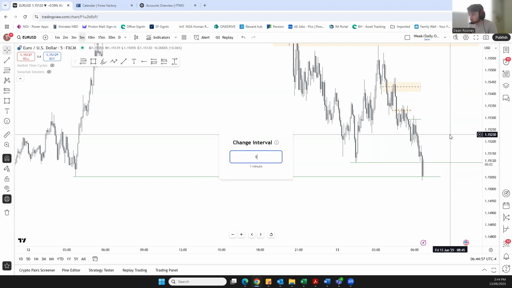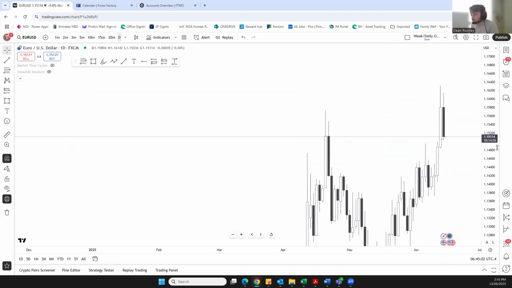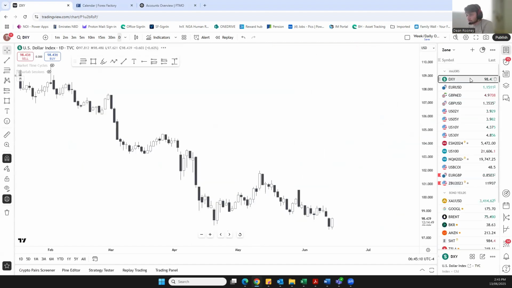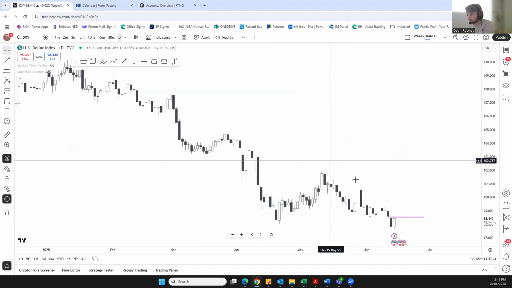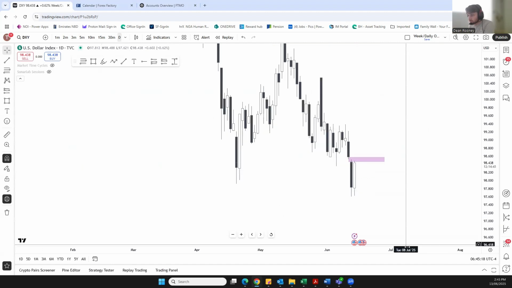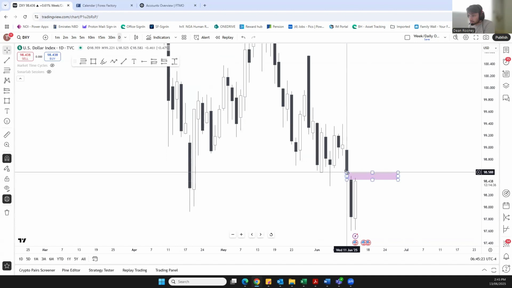Now, interestingly, if I go to the daily, okay, so we've got this on Euro Dollar. So if I come into my DXY, okay, here. So this that we've not talked about yet, but we will, okay, is a volume imbalance. There's a volume imbalance there. So the market closed there. When it opened, it jumped down. Okay, this is called a volume imbalance.